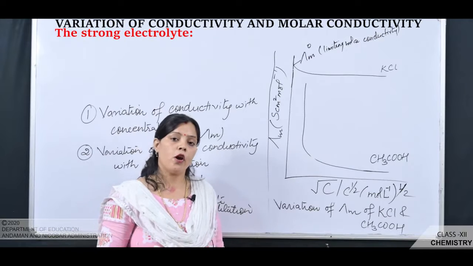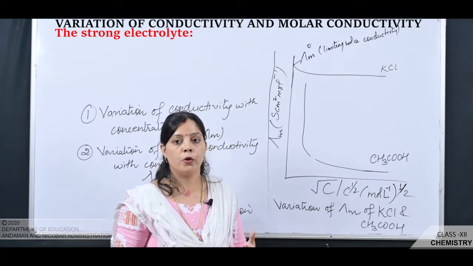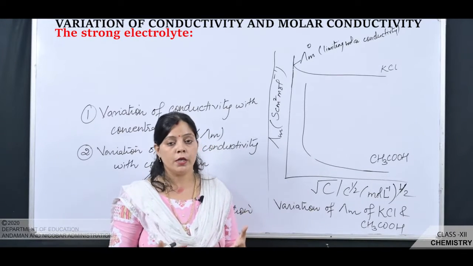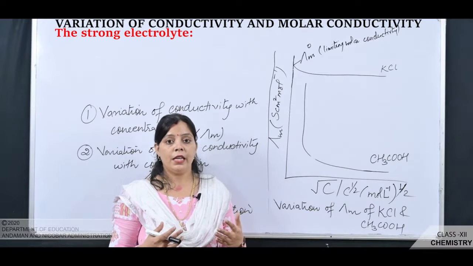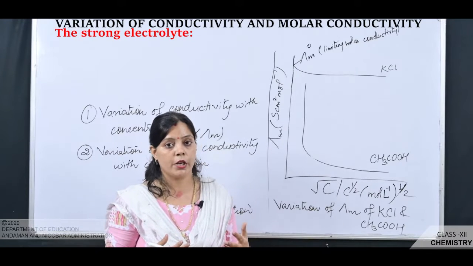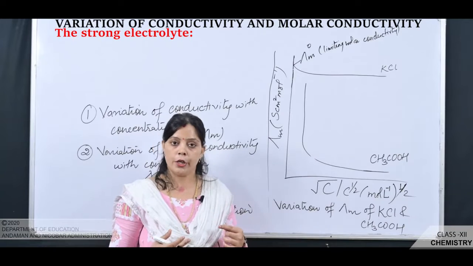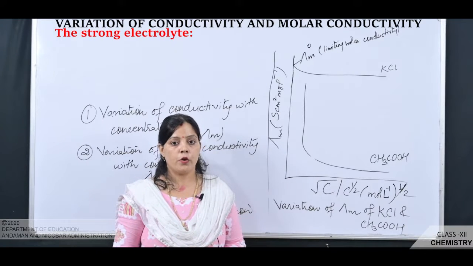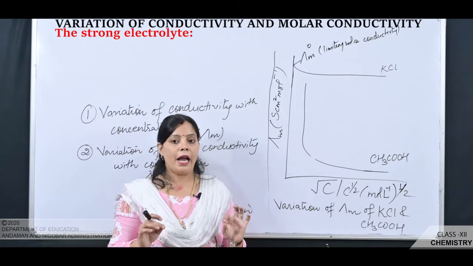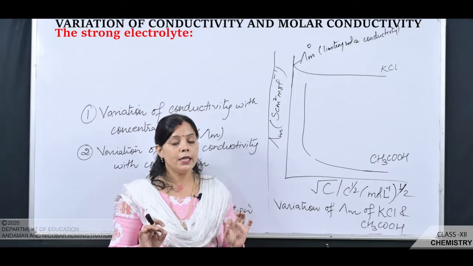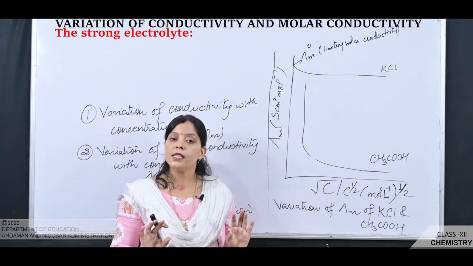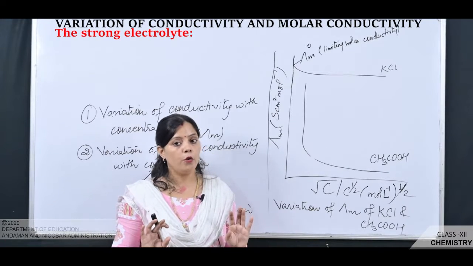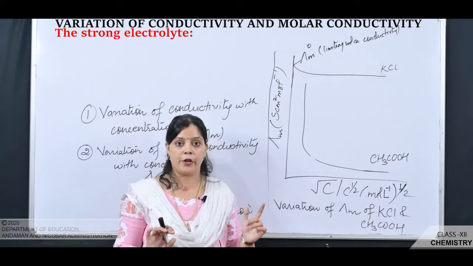After that, children, the next is the strong electrolyte. As we know, strong electrolytes completely undergo ionization in the aqueous solution, that is, they are completely converted into ions at all concentrations, and the value of their molar conductivity is generally high even at high concentration. But in a highly concentrated solution of a strong electrolyte, interionic interaction is found, and this interionic interaction reduces the speed of ions, and this is responsible for the low value of molar conductivity at high concentration.